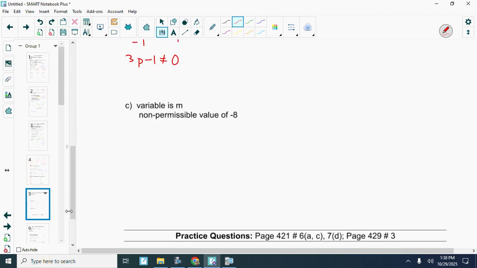Okay, final one. Now we have a variable m, non-permissible value: m cannot equal -8. Okay, guys, you can do this. Go. Give me a rational expression with that as a non-permissible value. You can. What's going to be your denominator?